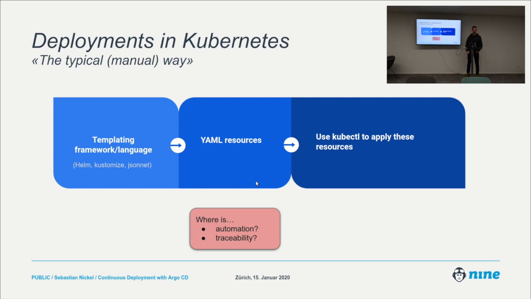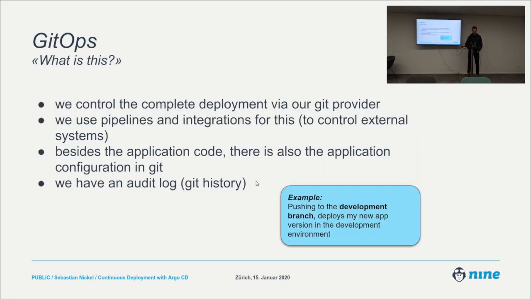Most of the times the developer basically does it from their own laptop, or maybe you do it from a pipeline, then I guess it's a bit better. But there's no real log, I'd say. And that's where GitOps comes into play.